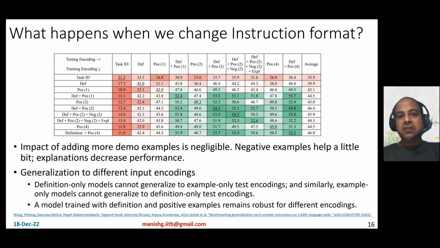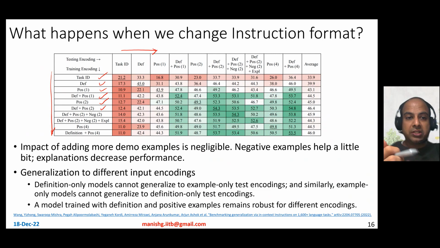Now, lastly, what happens when we change instruction format? So the authors actually tried out by just training. On the rows you see training encoding, and on the columns you see test encoding. So they tried to build models by training using just the task ID, which is just the name of the task, right? Definition, the task definition, one positive example, definition plus one positive example, two positive examples, definition plus two positive examples, and so on, right? They actually gave all the way until four positive examples.